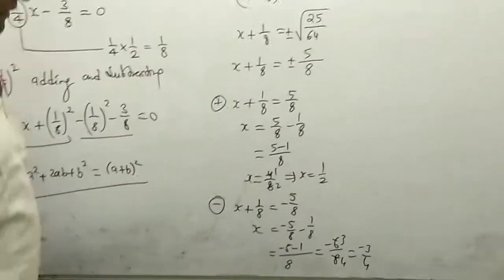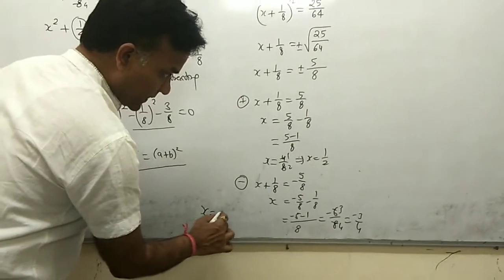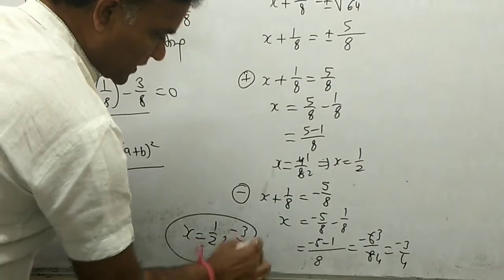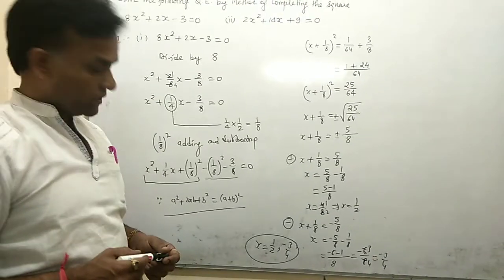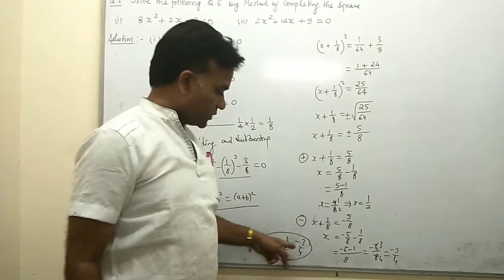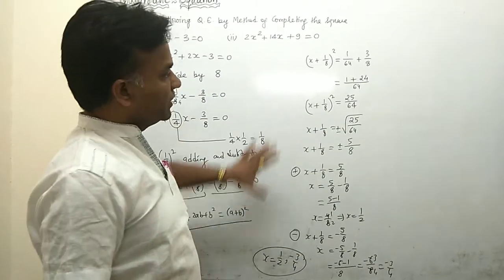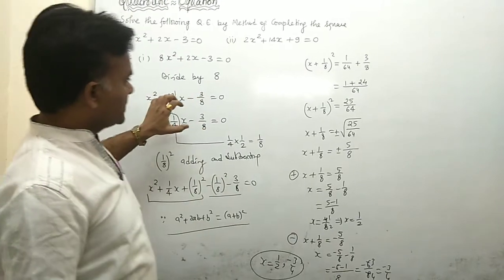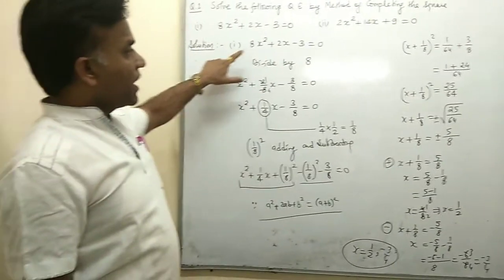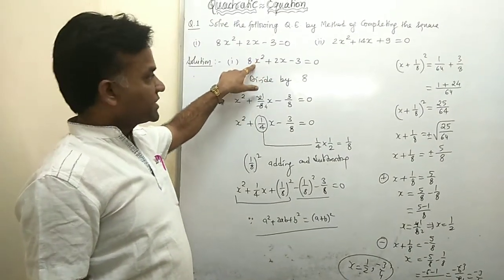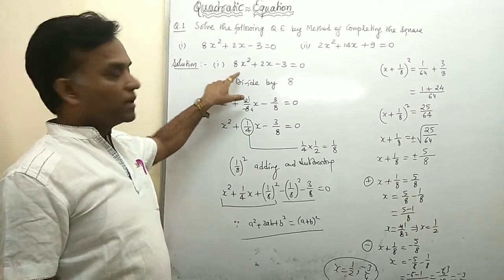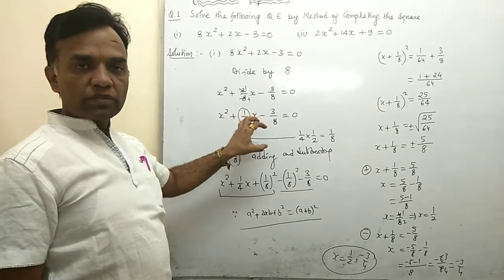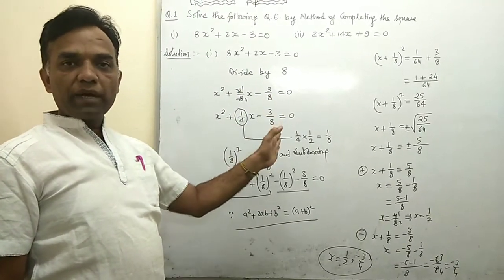So there are two answers, x equal to 1 by 2 and minus 3 by 4, because it is a quadratic equation and so there are two roots. Both roots, 1 by 2 and minus 3 by 4, we solved with the help of the completing square method. That is a very easy method. I explain again: whenever there is a coefficient of x square, you always divide the whole equation by it, then you bring out the coefficient of x outside, and then you multiply by 1 by 2.